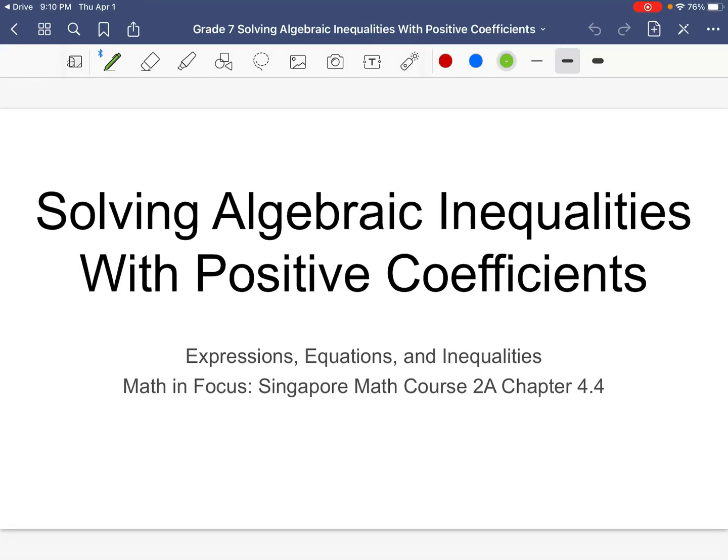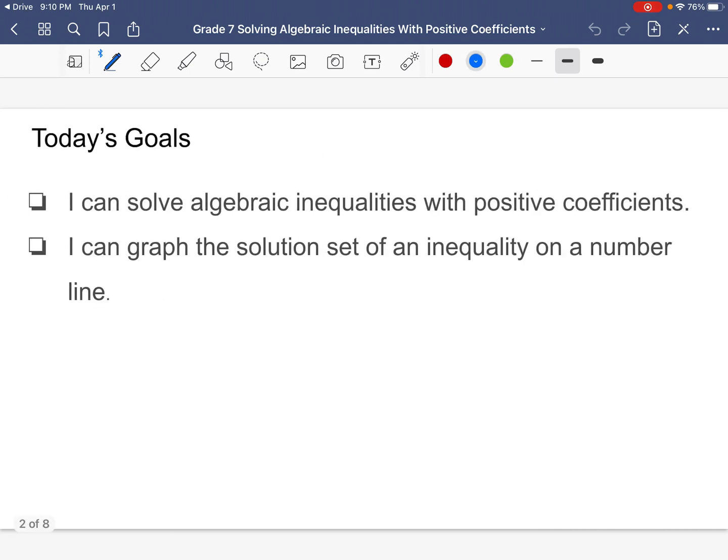Welcome to today's lesson, which is about solving algebraic inequalities with positive coefficients. The goals of today's lesson are that you can solve algebraic inequalities with positive coefficients and that you can graph the solution set of an inequality on a number line.